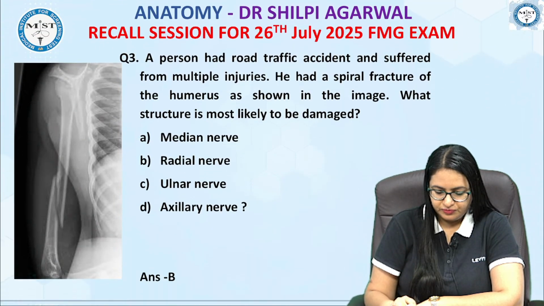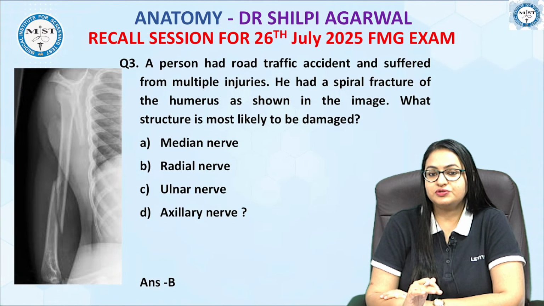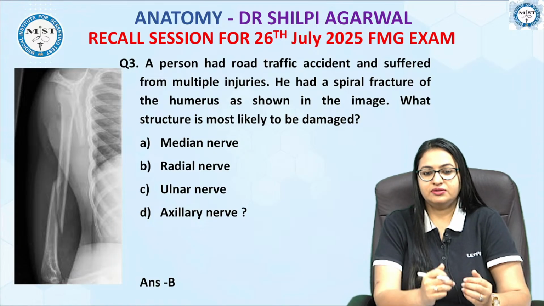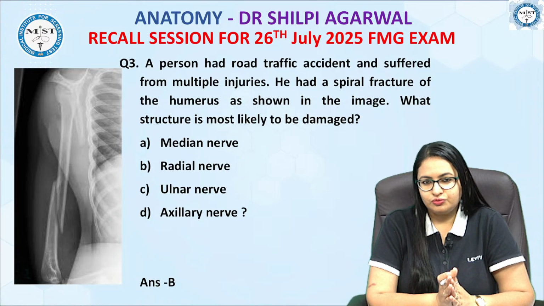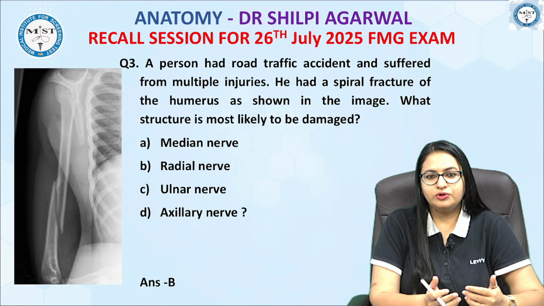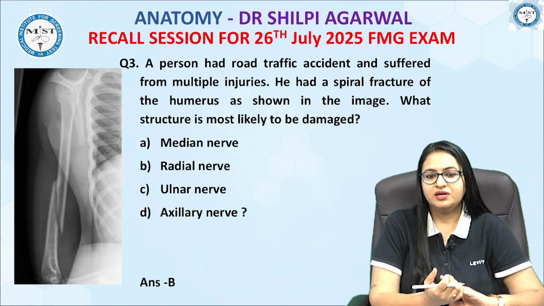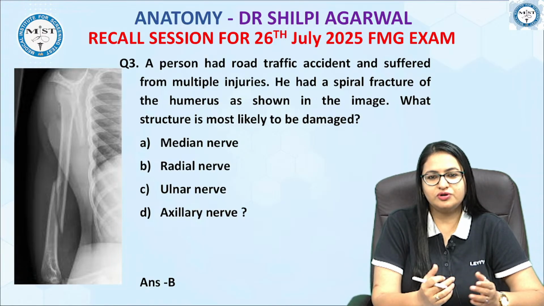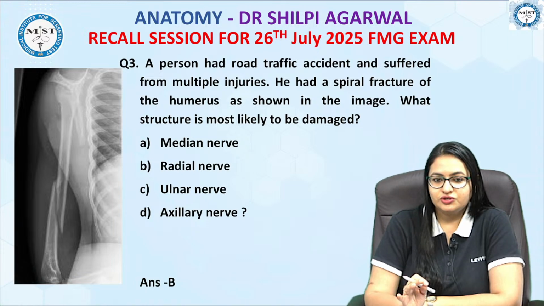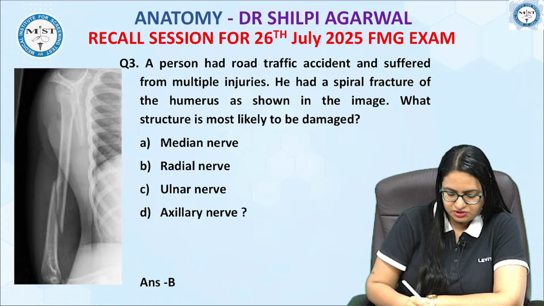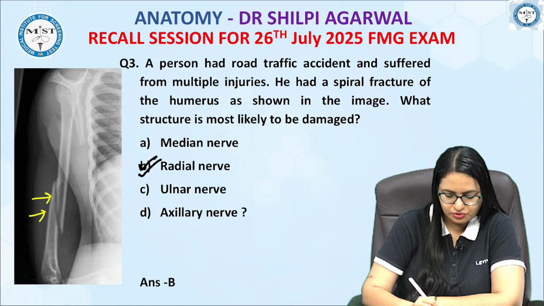The next question was on the fracture of the humerus, towards the shaft of the humerus. There were multiple symptoms mentioned in the question, but the students were not able to recall them. So I have written the question here as: a person had a road traffic accident and suffered multiple injuries, with a spiral fracture of the humerus. In this image, this is the location of the fracture, which is the shaft, and therefore the answer of this question is what? Radial nerve.